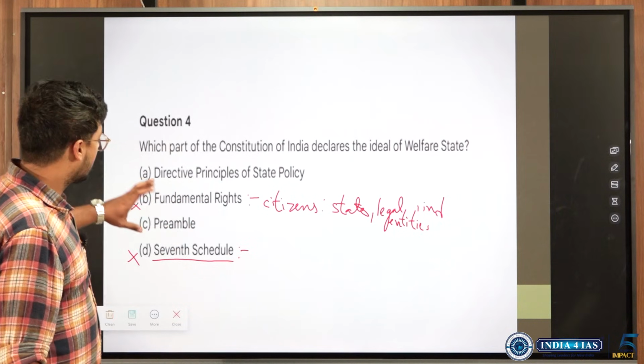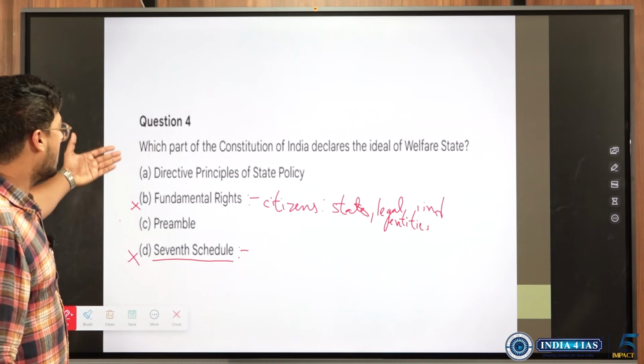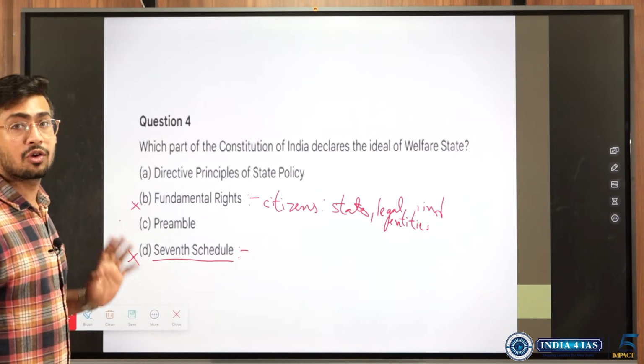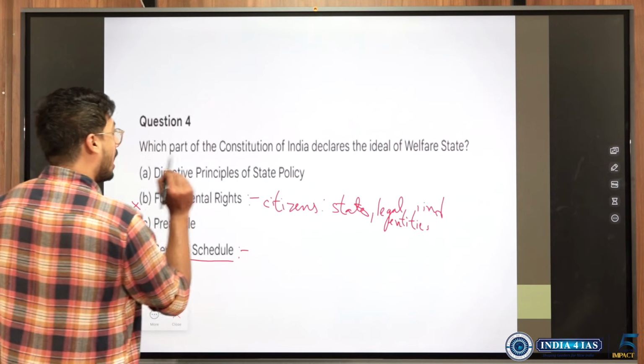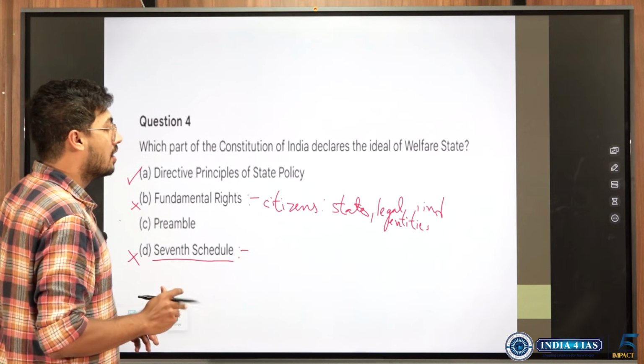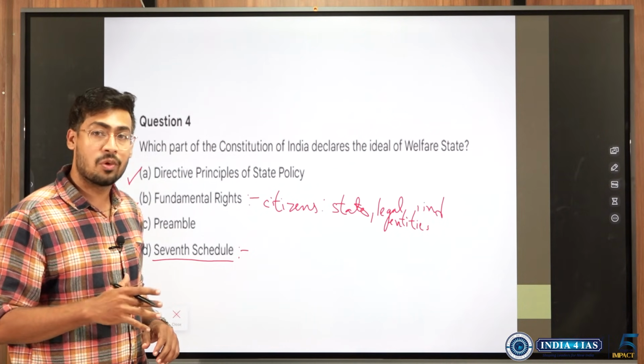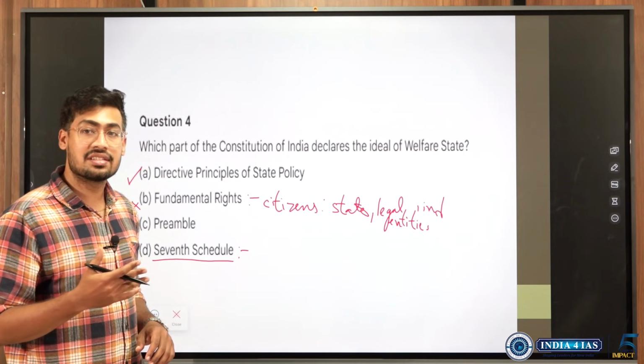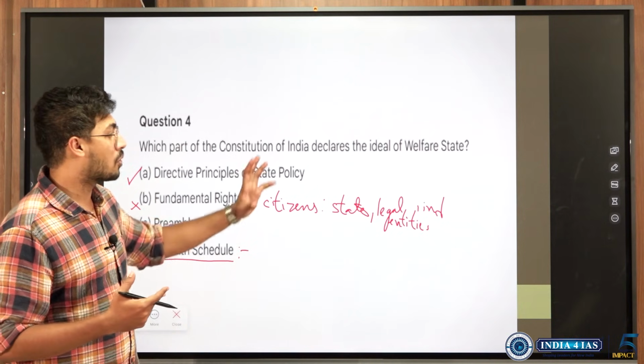Idea of welfare state, now the remaining options are DPSP and preamble, don't get confused here. The answer to this is DPSP. DPSP provides moral guidelines to the state to ensure the welfare prospects.